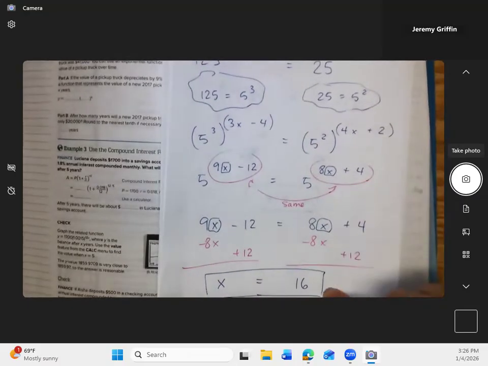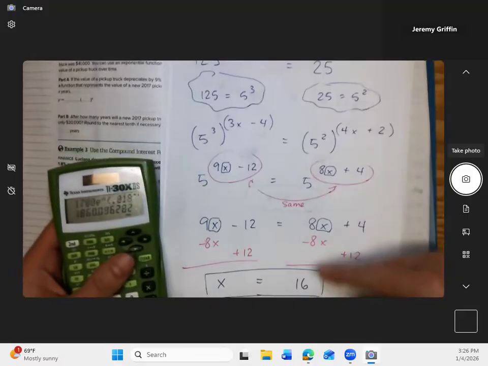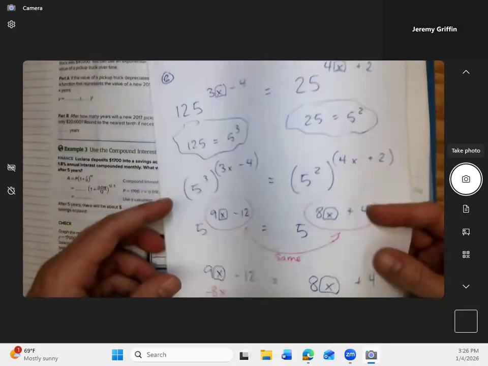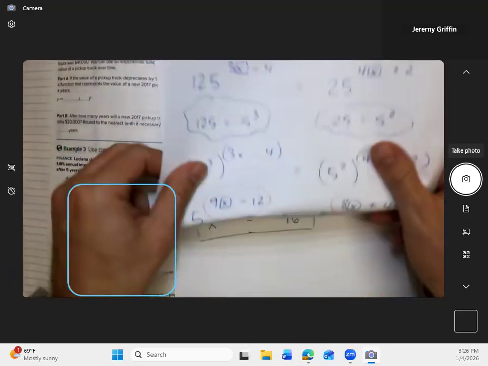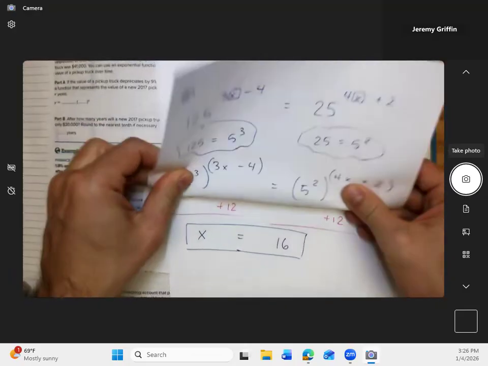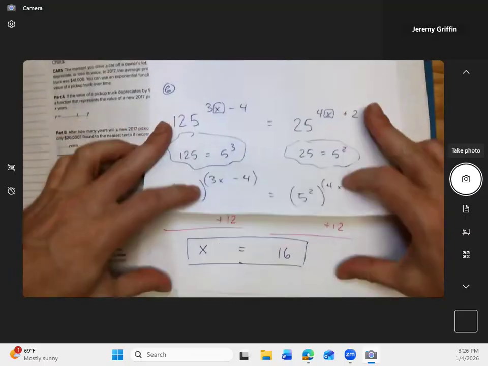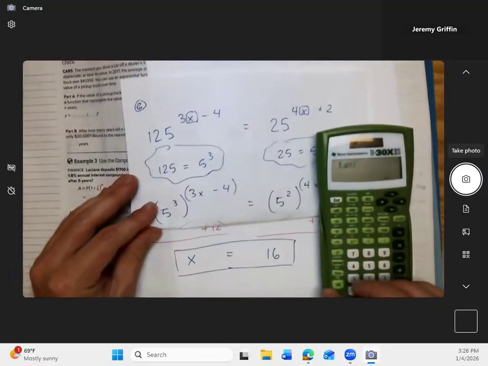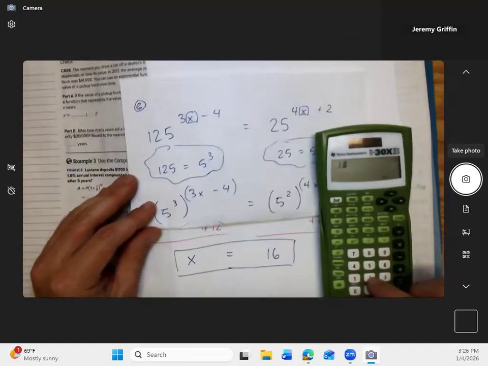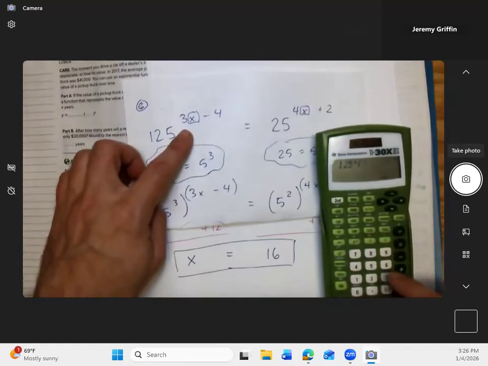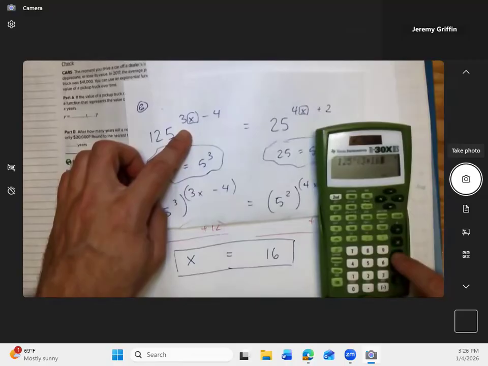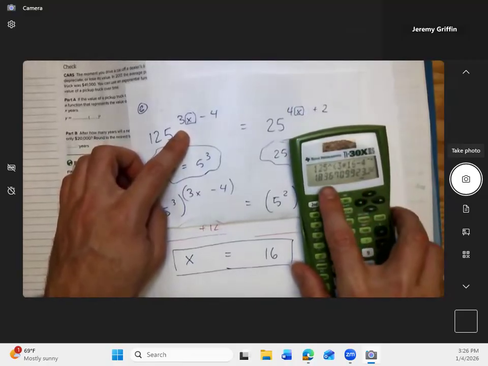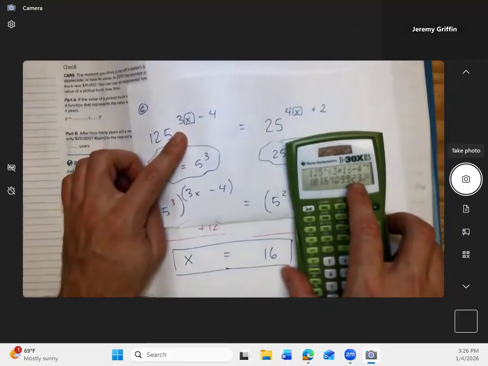Okay. Here, I'll check this real fast. Let's take 16, plug it back into the original statement up here. Here, I'll switch the paper so this all fits on the screen. And then just plug this in the calculator. All right, so here's where we started, here's where we ended. So taking 125 to the power of 3 times 16 minus 4. Let's see, what is this? Oh boy, 1.8 times 10 to the 92.